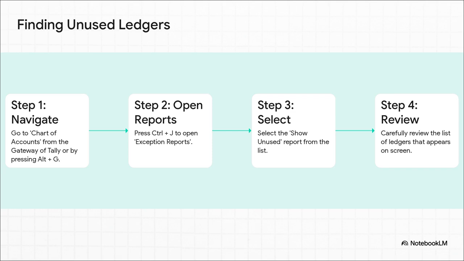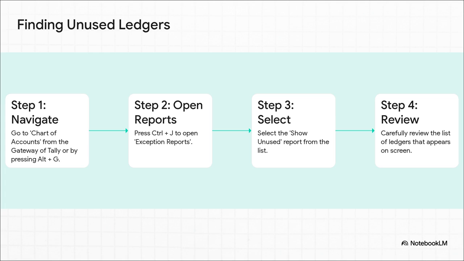All right, here's how we do it. From the Gateway of Tally, you'll want to head over to the chart of accounts, or just use the handy shortcut Alt+G. Once you're in, press Ctrl+J. That pops open the exception reports. From that list, you're looking for Show Unused. Select that and bam! Tally will instantly show you every ledger that has 0 transactions and no opening balance.